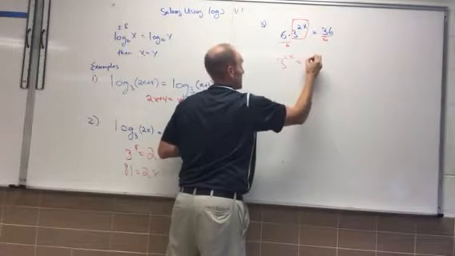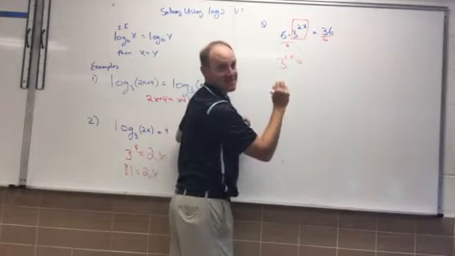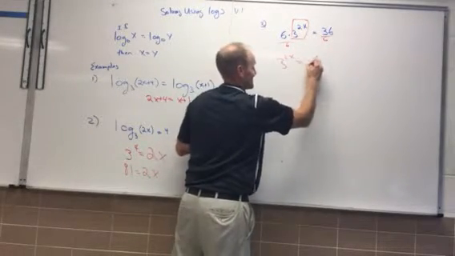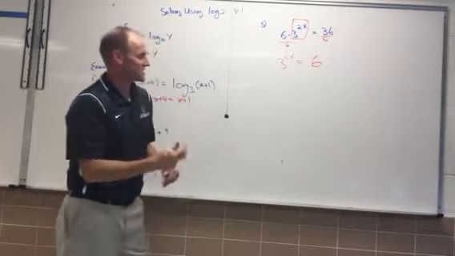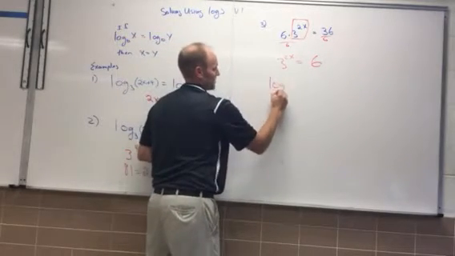36 divided by 6 will be, Jimmy, what's 36 divided by 6? Me? Yeah. 6. Good.